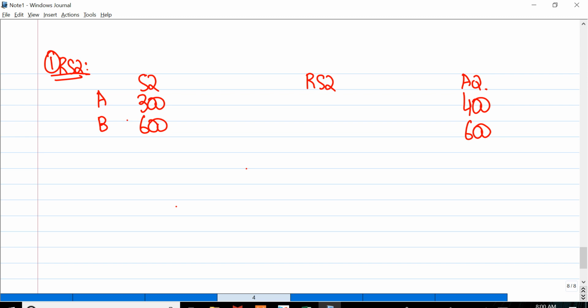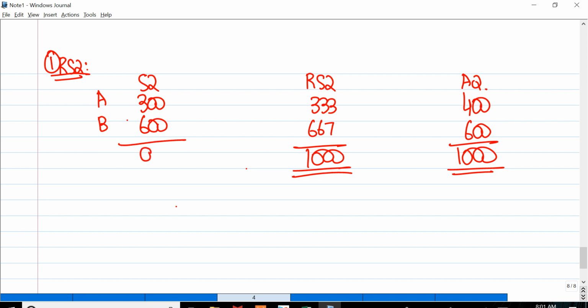Now RSQ is the total of actual quantity. What is the total? 1000 in standard mix, which is 300:600. Total of actual quantity in standard mix. Technically 1:2. You'll have to split this 1000 in the ratio of 1:2. The standard mix is 300:600 or 1:2. So the RSQ is going to be 333 and 667. Always the AQ total and RSQ total will be the same. SQ total is 900, AQ and RSQ is the same.